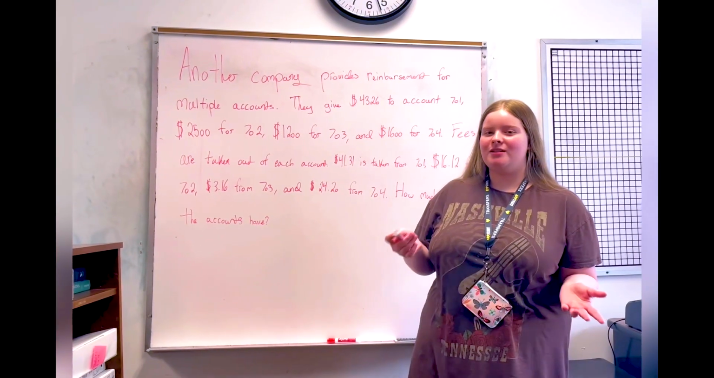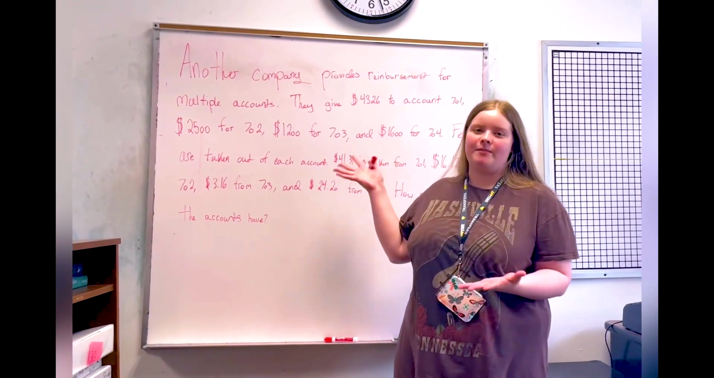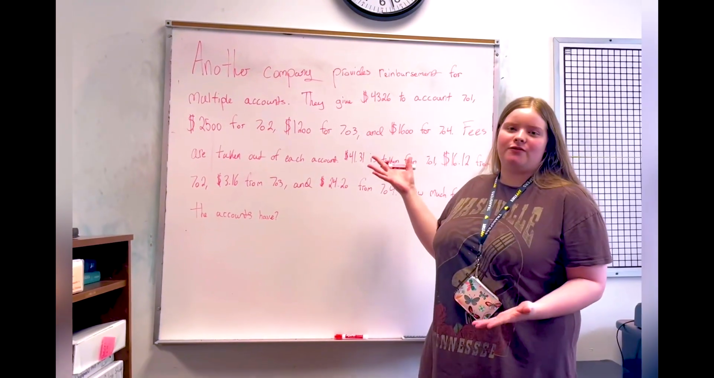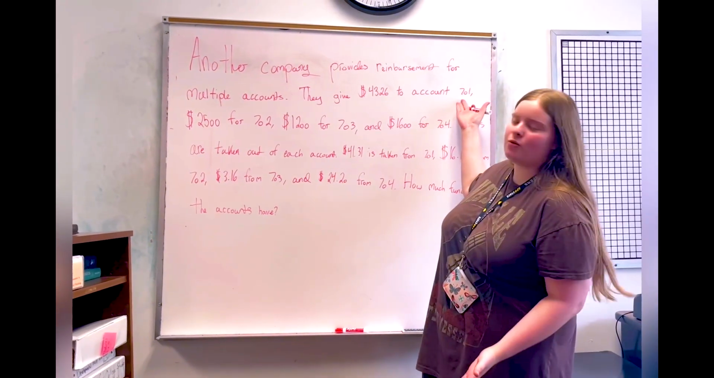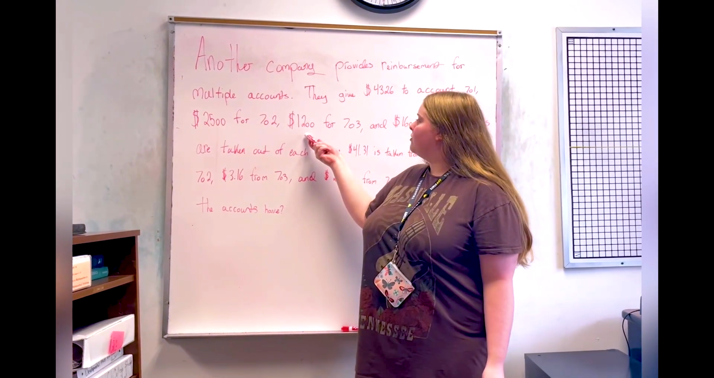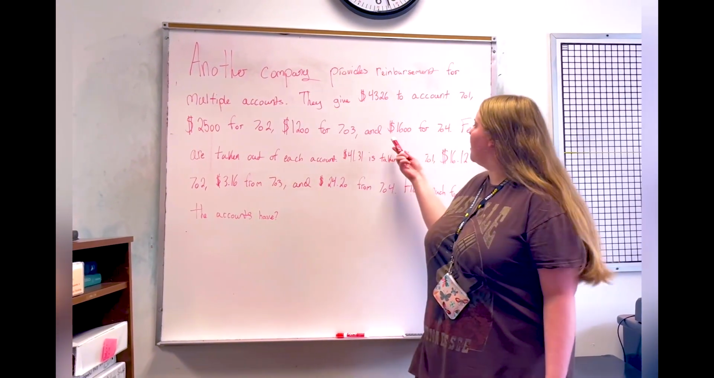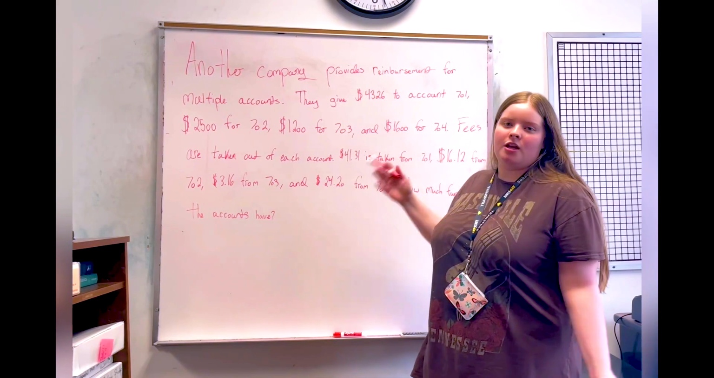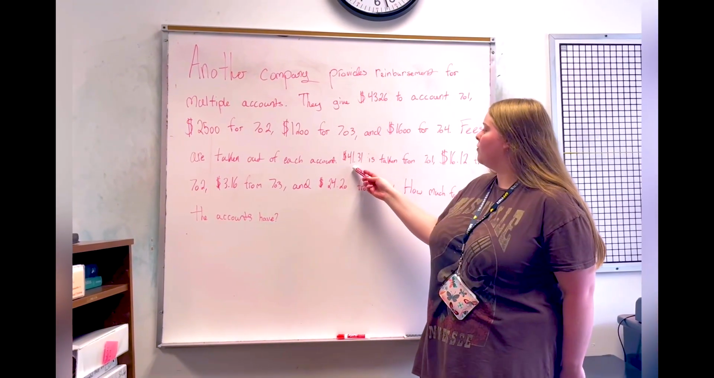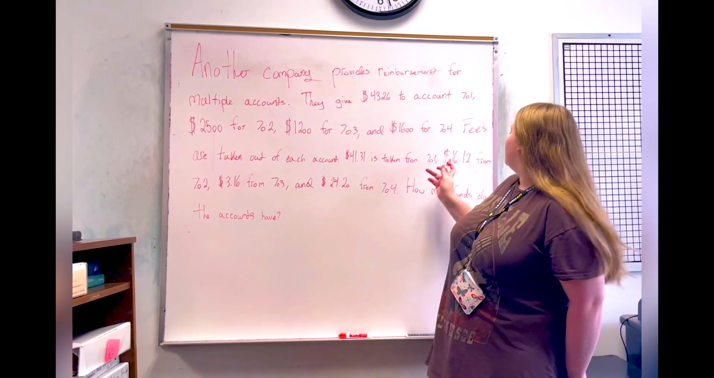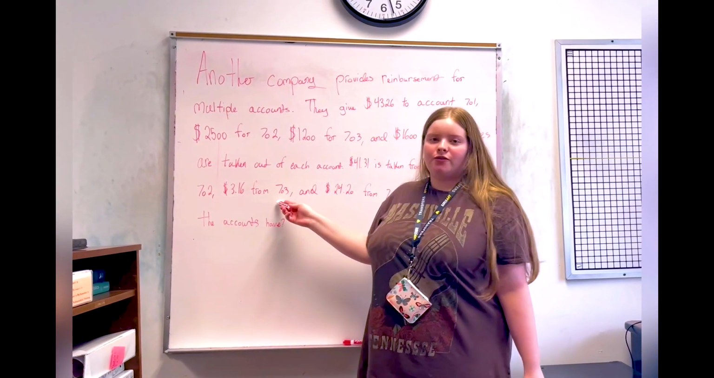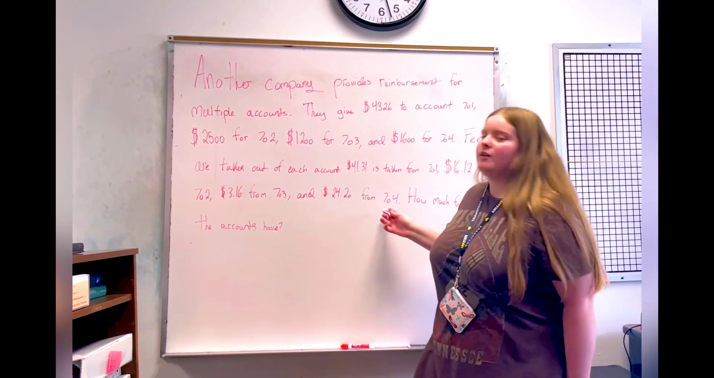An example of one of the problems she would do is if another company provided reimbursements for accounts. So let's say they give 4,326 to account 701, 2,500 to 702, 1,200 from 703, and 1,600 from 704. Now fees also have to be taken into account when doing it. So let's say they take 4151 from 701, 1612 from 702, 316 from 703, and 2420 from 704.